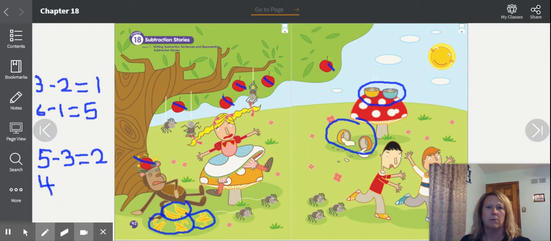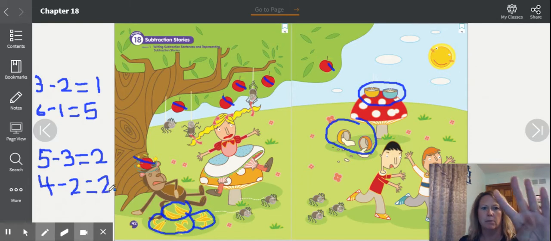But 2 of our bowls fell to the ground. So 4, take away 2, equals, let's see, we have 4 bowls, 2 fell down. How many are still on the mushroom? 2 are still on the mushroom. So 4, take away 2, equals 2.